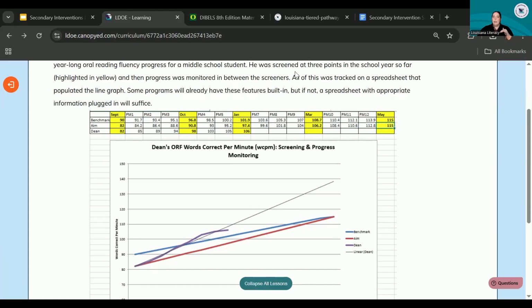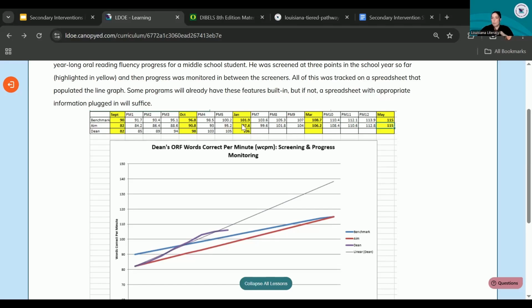He was screened, or benchmarked, at 3 points in the school year, which are all the ones highlighted in yellow up here. So in September, October, January, March, and May. And then in between those, he was progress monitored, where it's indicated with PM1, PM2, PM3, and so forth. And it was tracked on this spreadsheet. And then you'll see right here they have the expected benchmark, the aim, and the student's name is Dean, how he scored at each of these different points.